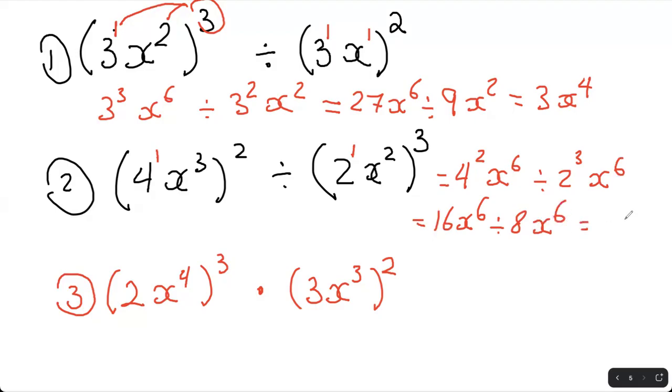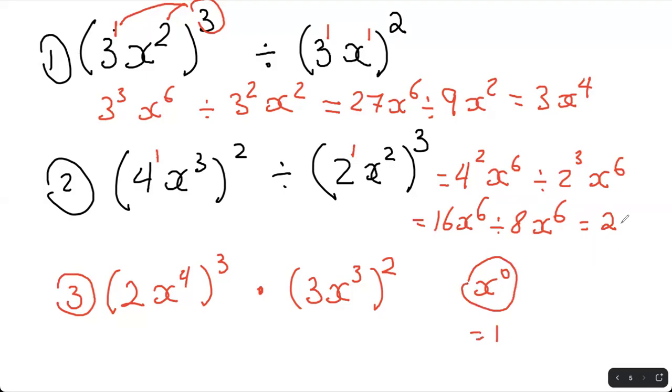Now 16 divided by 8 is 2. And x to the 6 divided by x to the 6. When you divide something by itself, you remember, it always gives you 1. Or they just cancel each other out, because x to the power of 6 divided by x to the power of 6 is 1. So you don't have to write x to the 0. Yes, you minus the exponents and you're supposed to get x to the 0. But as I said, anything to the power of 0 always gives you 1.